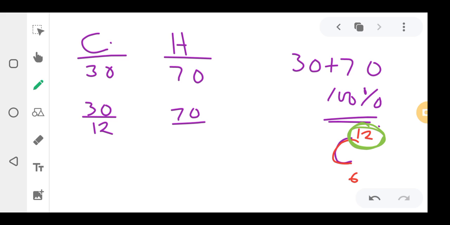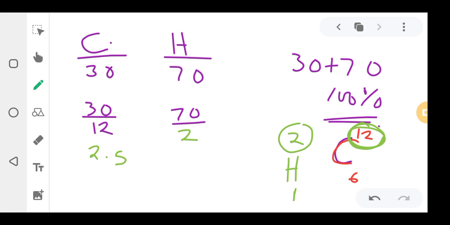Even hydrogen on the periodic table appears like this. It has got a 1 on top and a 2 down, but the one that you concentrate on is the one on top, which is a 2. So even here you divide by 2. Okay, so 30 divided by 12. What answer are we going to get? You find that you get 2.5.